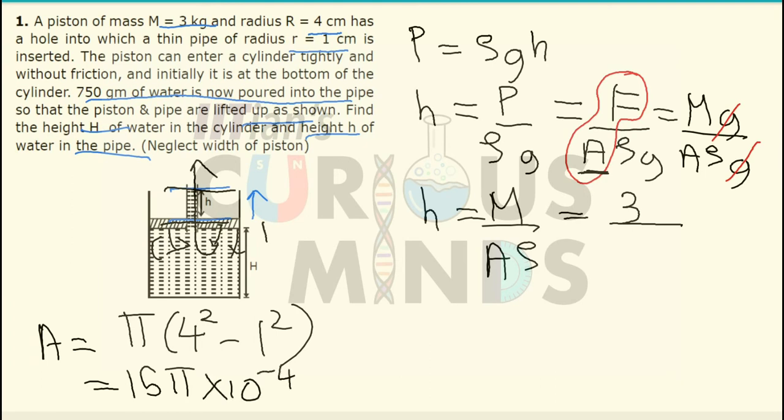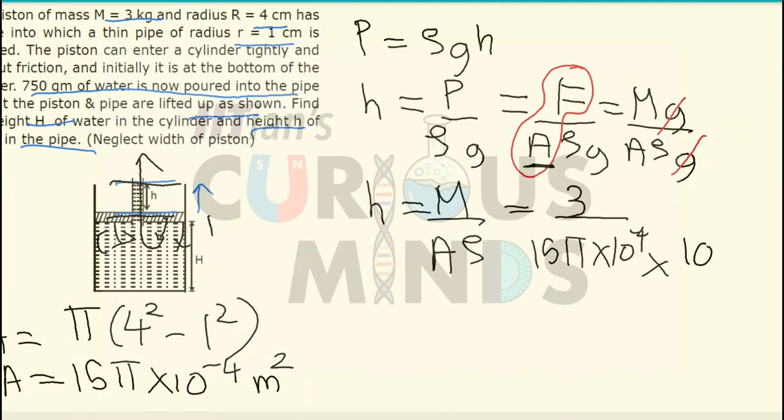Okay, why minus 4? Because it is in centimeter. So this is the area. Okay, so it will be equal to, I will substitute the values, 15 pi into 10 raised to minus 4, into the density of the water, which is 10 raised to 3. So when I substitute the values, h over here will be equal to 3 divided by 1.5 pi, or it can be written as 2 by pi.